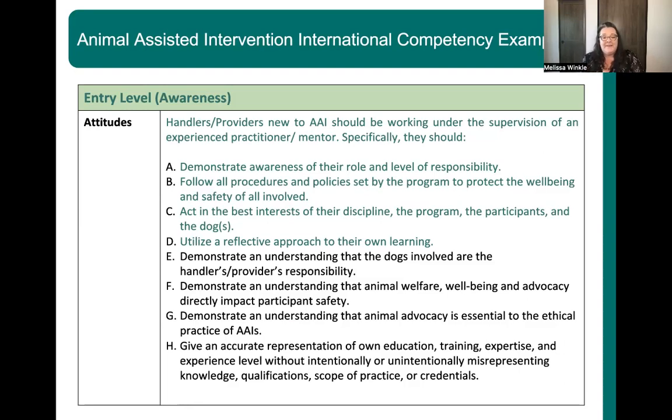We also want to be able to give accurate representation of our own education, training, and expertise and our experience level without intentionally or unintentionally misrepresenting knowledge, qualifications, scope of practice, or credentials. And again, that is why the terminology is changing.